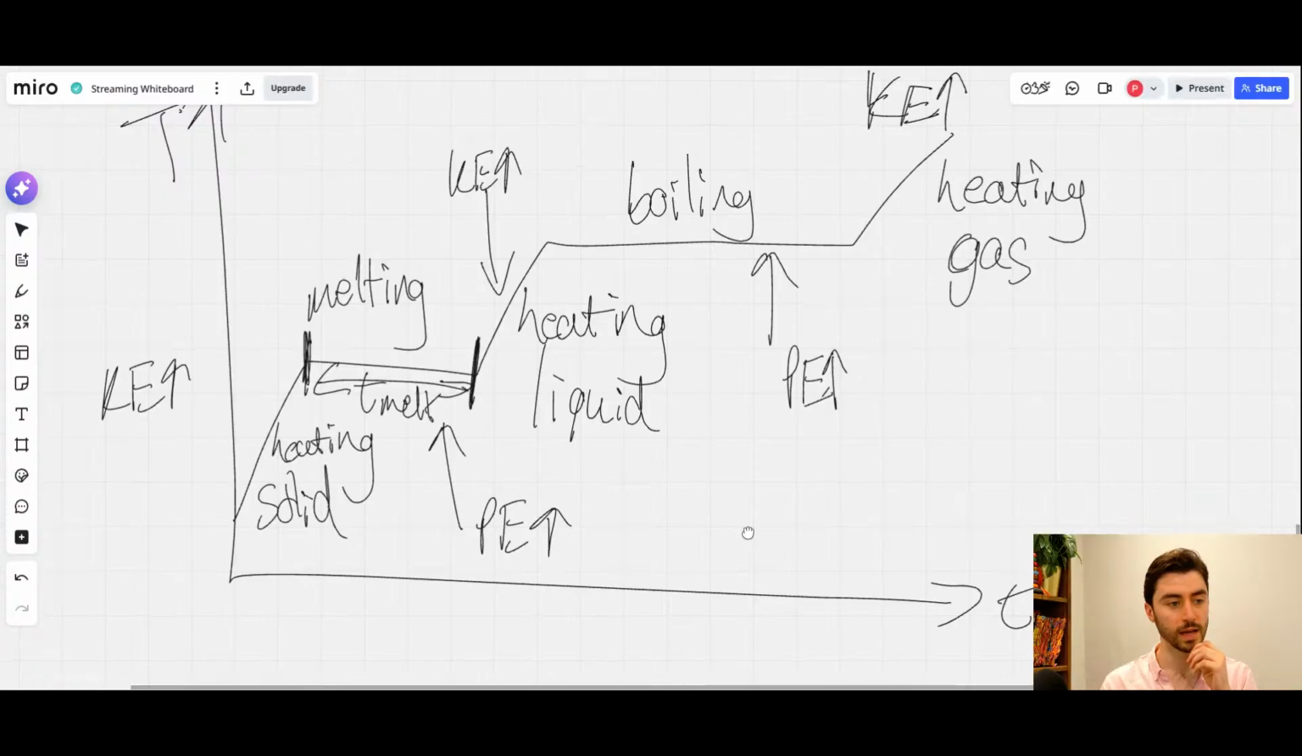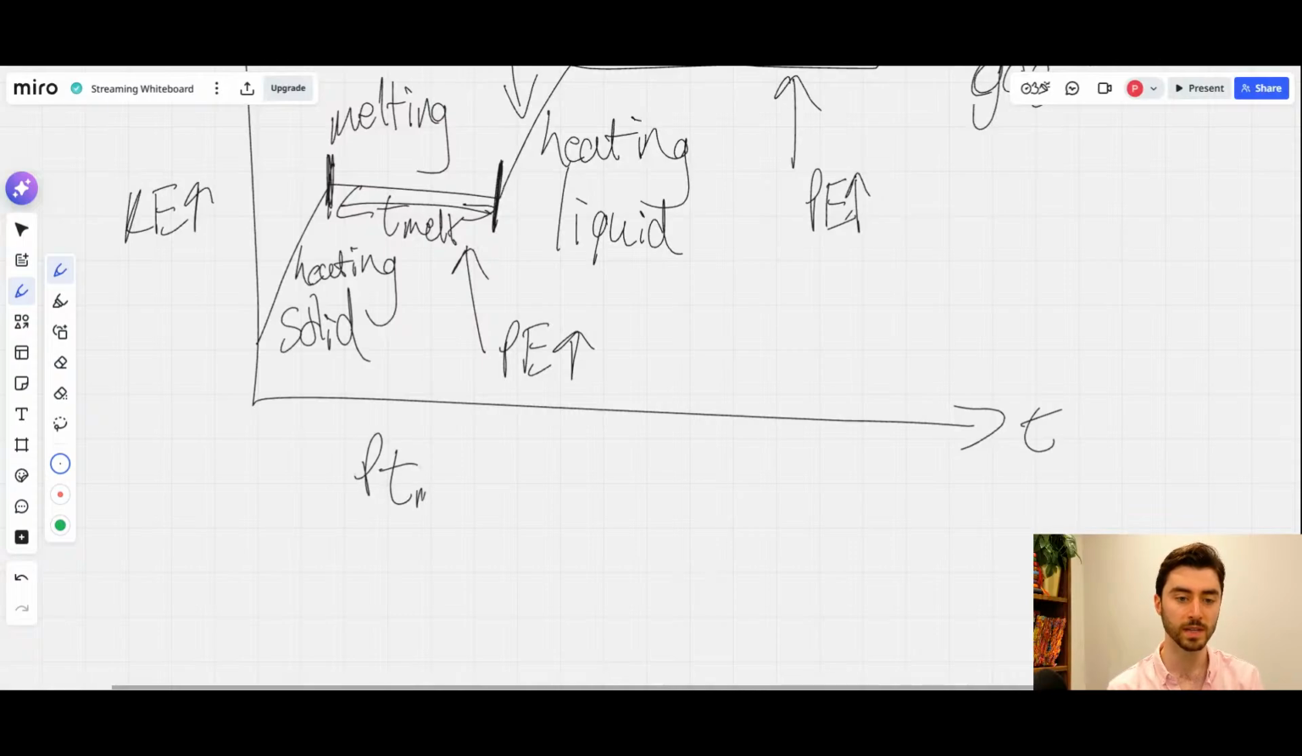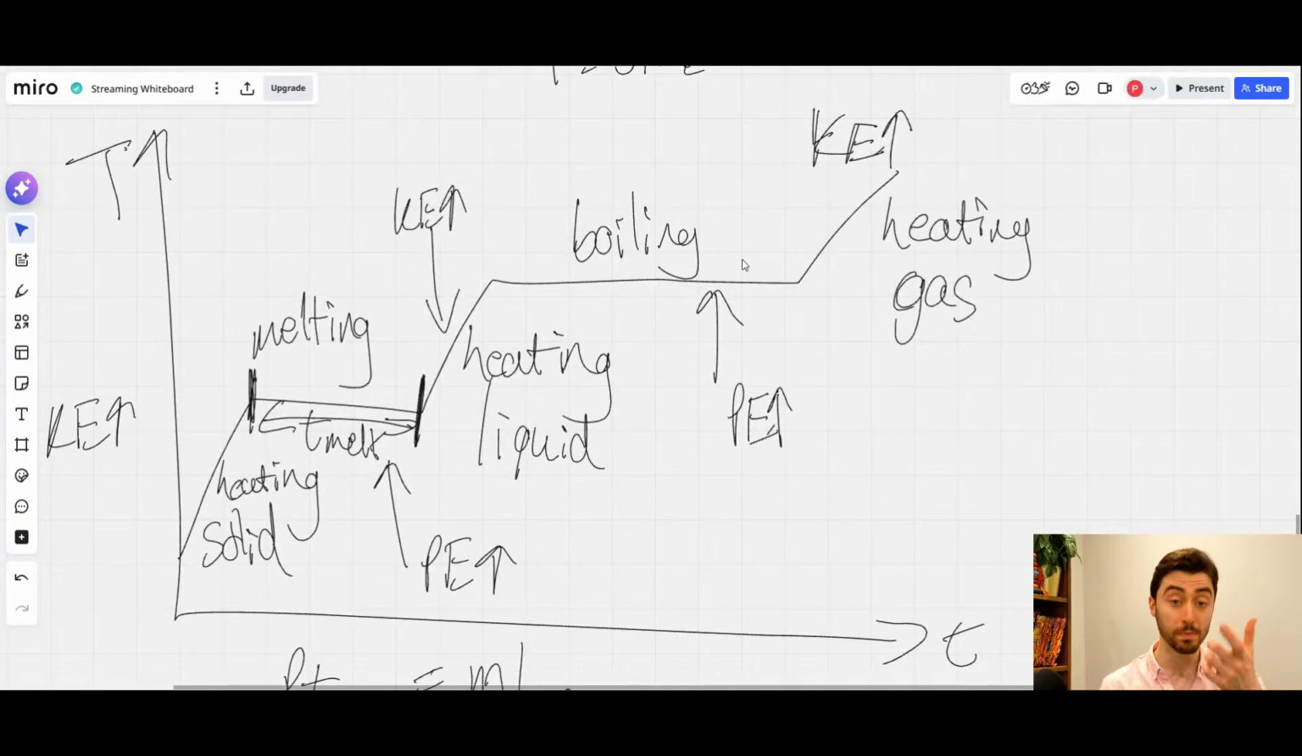So it makes sense. As a solid, you have the lowest internal energy. As a gas, it's the highest. Exactly right. So here, if you take the time to melt, then we know that the energy supplied is power times the time taken to melt, and this would be equal to mL, where L is the specific latent heat of fusion, which is the solid-liquid boundary. Specific latent heat of vaporization is what it would be called at this boiling boundary between liquid and gas.